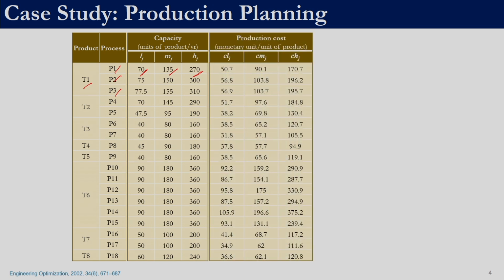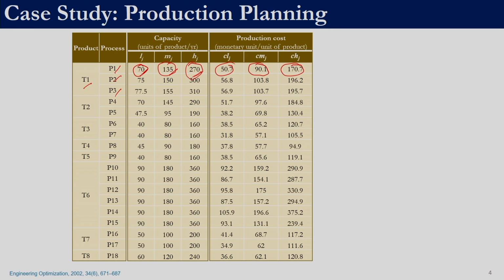So, here if we produce 70 tons per year, the production cost is 50.7 monetary units per unit of product. If we decide to produce, let us say, 135, the production cost is 90.1. If we produce 270, the production cost is 170.7. Remember, a common misconception is that we need to decide between 70, 135 and 270. That is not correct.